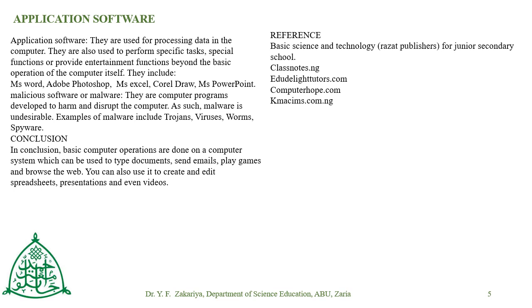Application software is also used to perform specific tasks, special functions, or provide entertainment functions beyond the basic operation of the computer itself. They include MS Word, Adobe Photoshop, MS Excel, Corel Draw, and MS PowerPoint. Malicious software, or malware, are computer programs developed to harm and disrupt the computer. As such, malware is undesirable. Examples of malware include trojans, viruses, worms, and spyware.